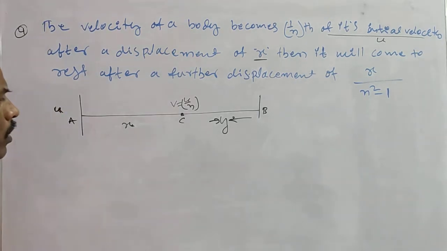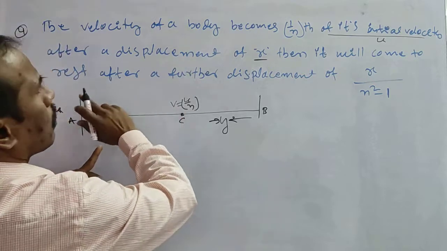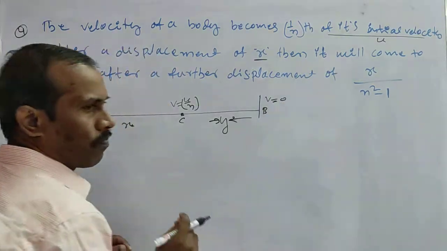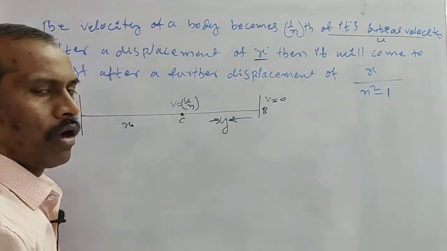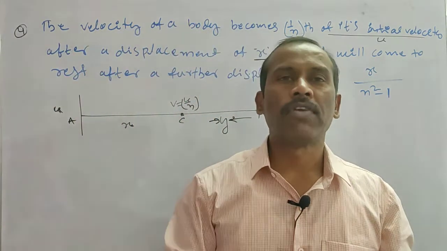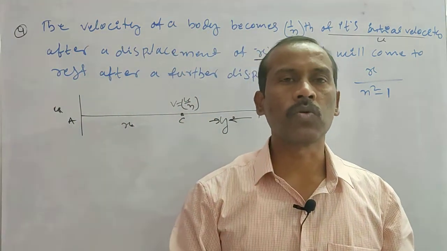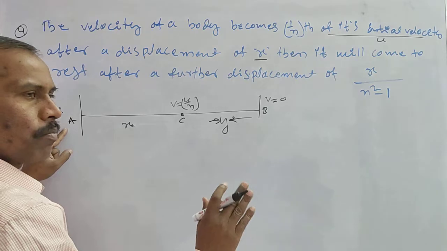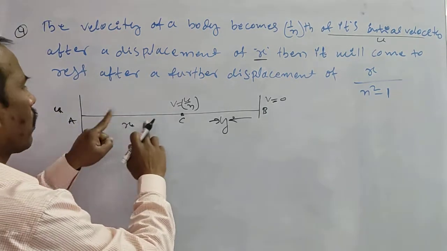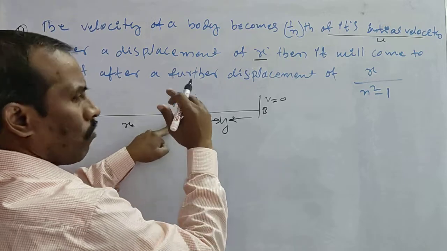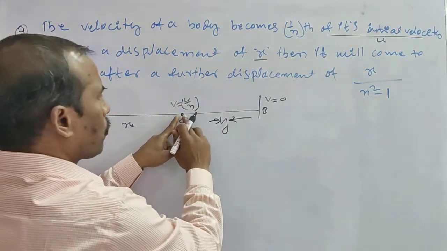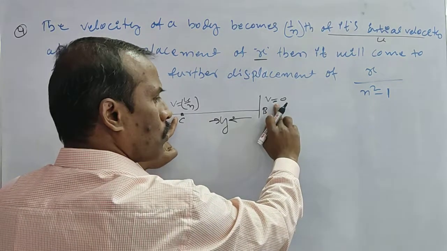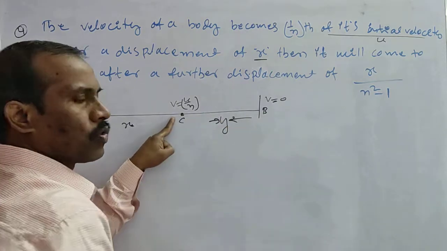Here finally the body comes to rest. That means the final velocity is equal to 0. Now according to the third kinematic equation of motion, v square minus u square is equal to 2as. Once again, AC is the initial displacement of the particle with initial velocity u, and the final velocity of the body at point c is v, 1 by nth of the initial velocity. Next, the body goes from c to b and finally comes to rest, so the final velocity v is equal to 0. The initial velocity in this case is u by n.